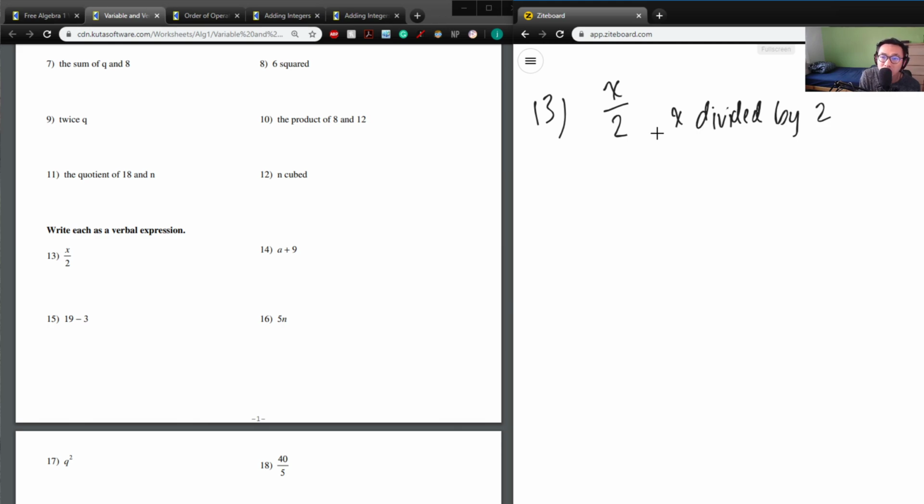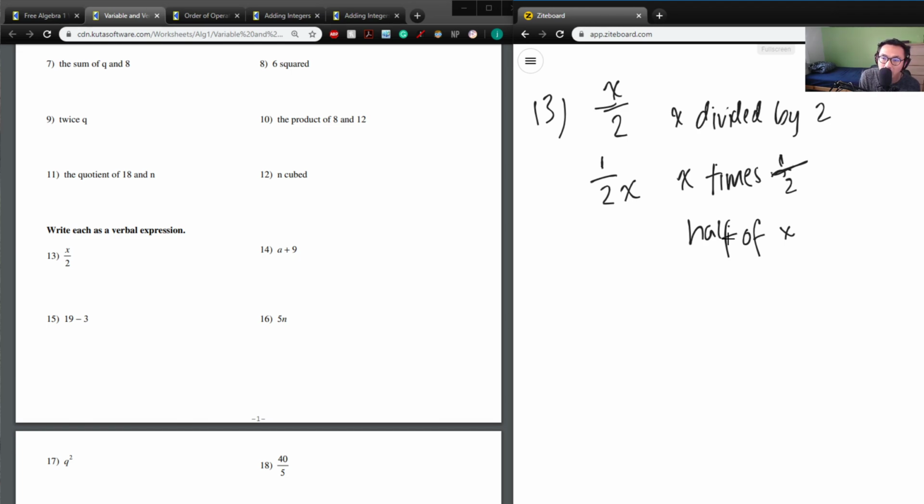We can also rewrite this. You can think of an imaginary 1 here, because it's 1 times x. So you can rewrite this as half times x, or x times half, or half of x. There's a lot of ways to write a verbal expression for our algebraic expressions, and these are all equal to x divided by 2. It's just x over 2. We have x times half, which is also right, and half of x is also correct.